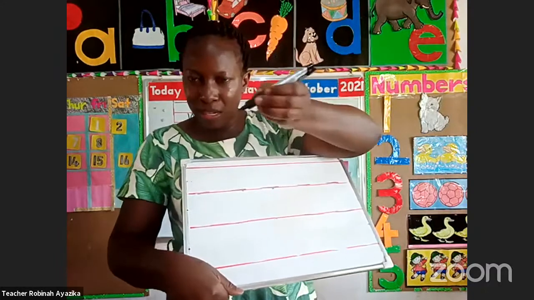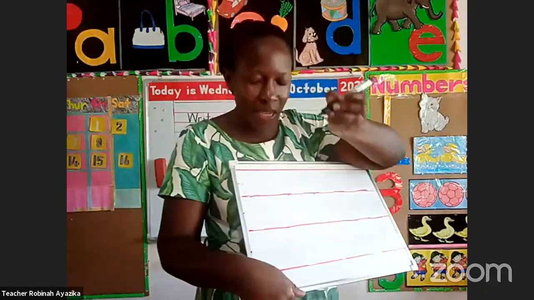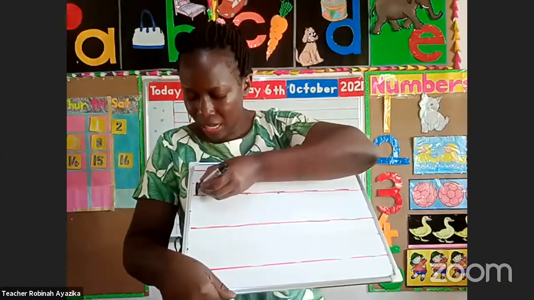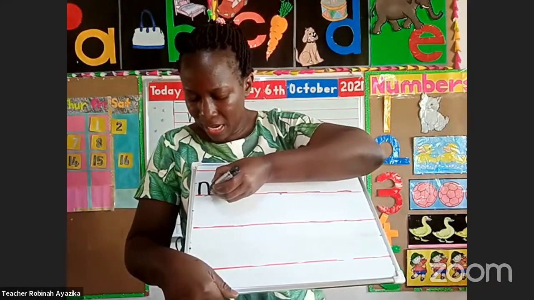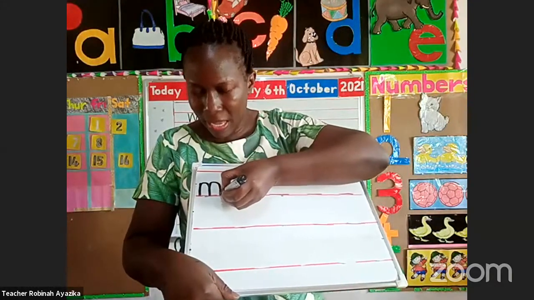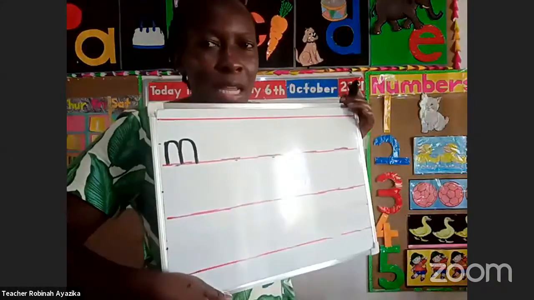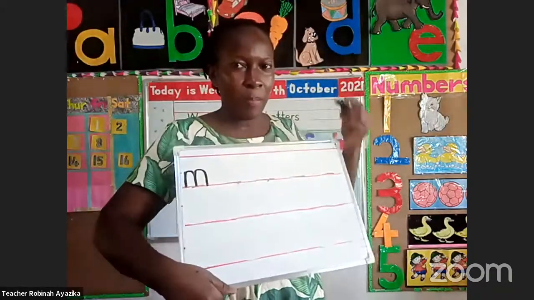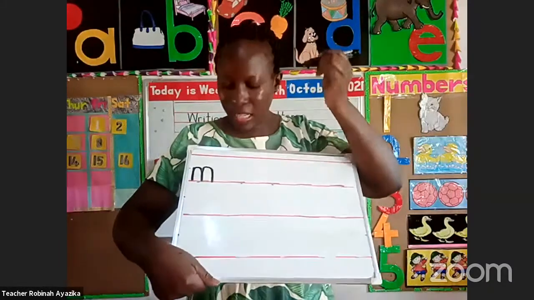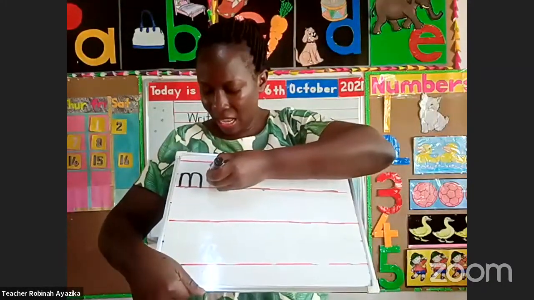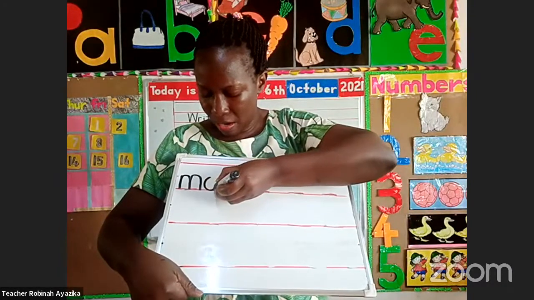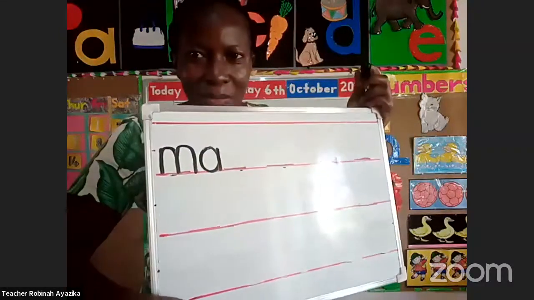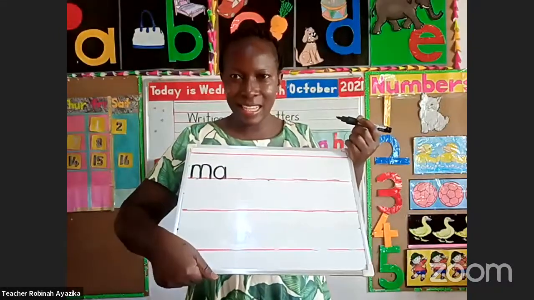So remember, small letter m is a grass letter. Start from the middle with a standing line, a bend, and another bend. We have finished writing a small letter m. It is a grass letter. Small letter a. It is a grass letter. A ball from the middle, put a standing line. We have a small letter a there.